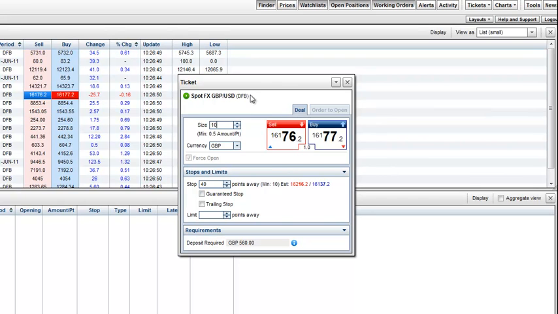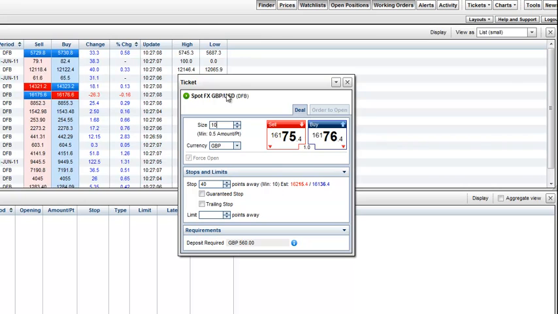So this is with IG. I've got the pound dollar ticket up, but it's just to show you how we do it. Obviously we'd have the euro ticket up. Exactly the same. So if we're going to take a long position, we'd hit the buy here, and then the buy would come up in your open positions down in this area.